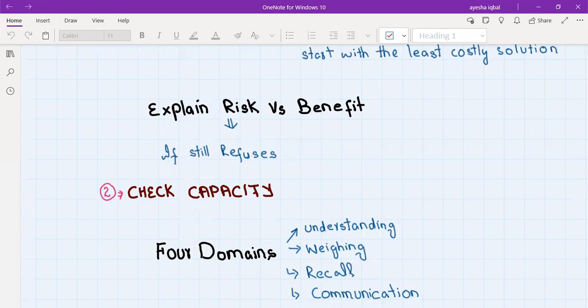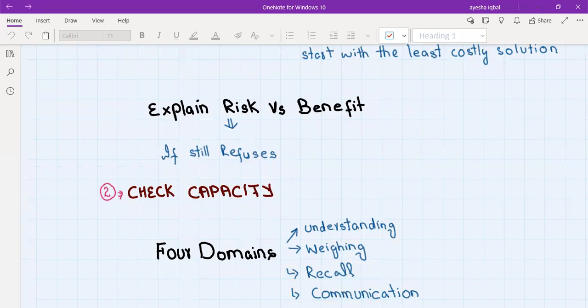So if after offering solutions the patient still declines and he says that no, I still want to go home, or I still do not want to take this treatment, or I still do not want to do this procedure, then what you are going to do is explain the risks versus benefits. Okay, so just tell the patient, how about I tell you the risk involved if you go home at this moment or if you don't take this treatment, and also I will explain the benefits, and after this we can have a chat. Okay. So you explain the risks.